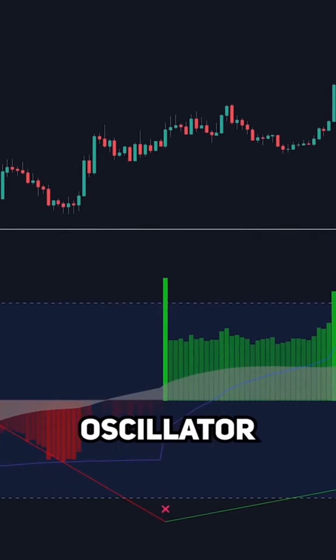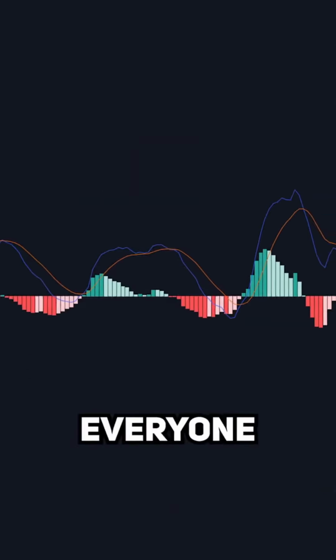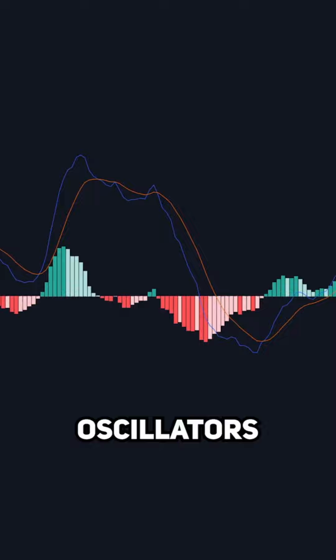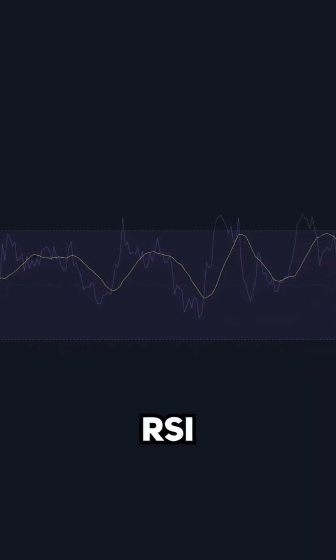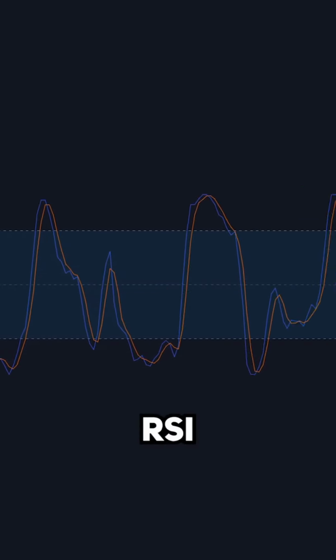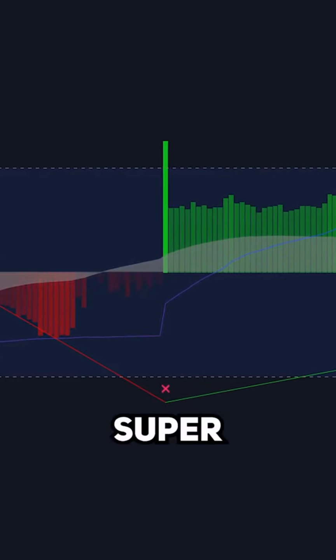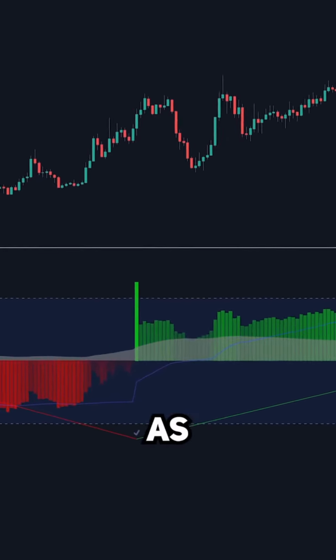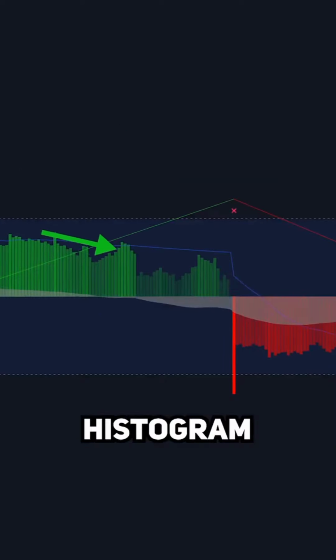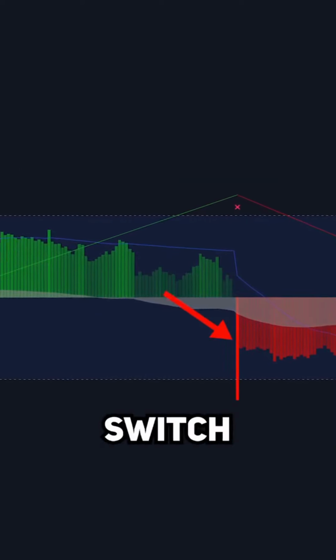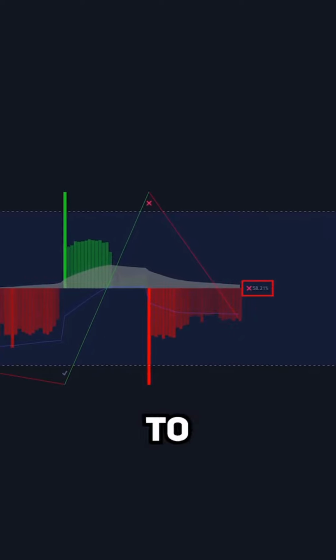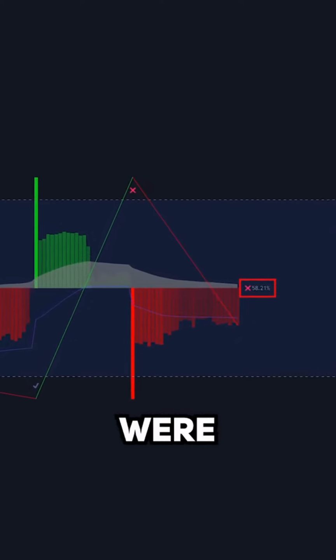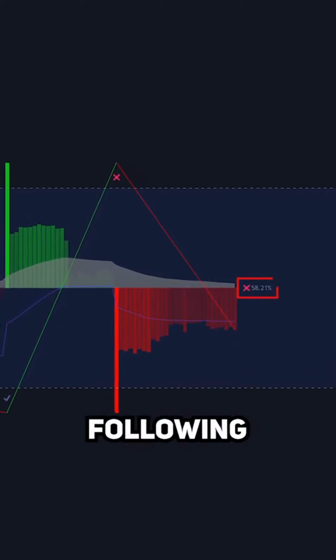This custom oscillator is overpowered. Everyone knows about classical oscillators such as the MACD, RSI, or even the stochastic RSI, but I bet you haven't heard of the Super Trend Oscillator. This oscillator has many useful features such as buy and sell signals, a histogram to tell you when a signal is about to switch, and even a live backtest to show you the percentage of how many signals were false if you were just following this indicator.